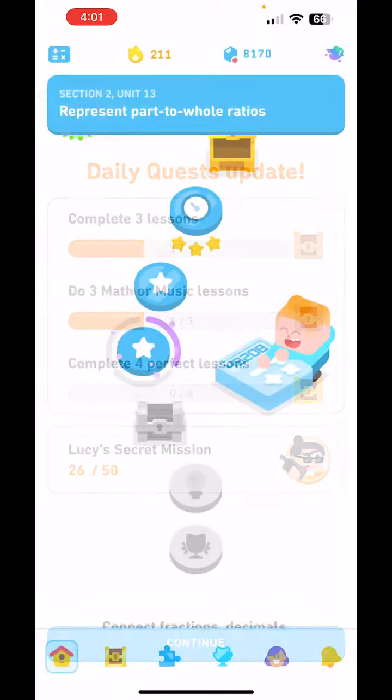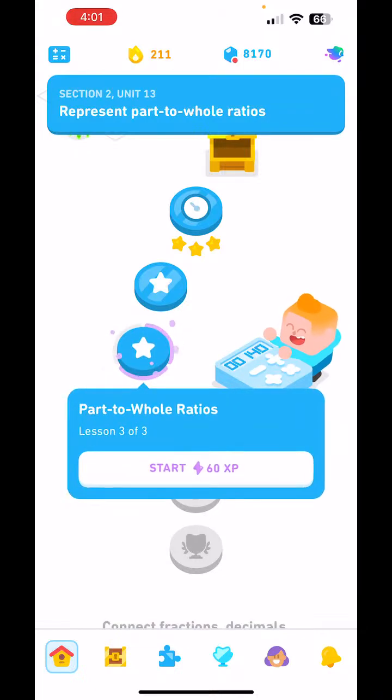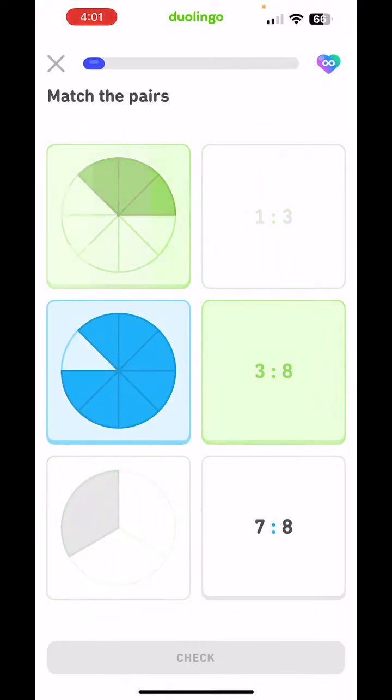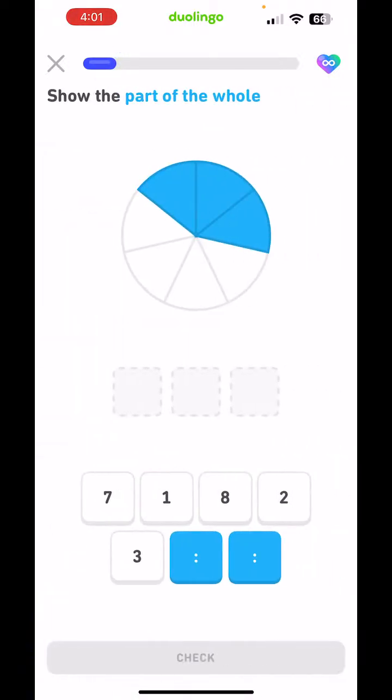All right, so we're going to continue with part-to-whole ratios.